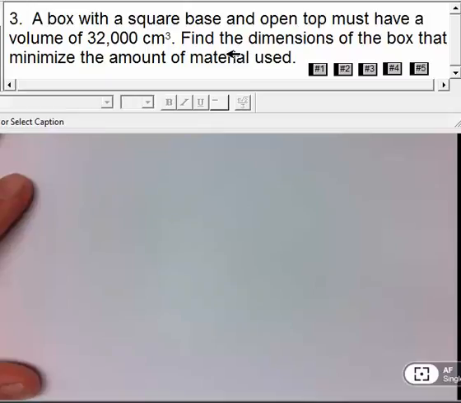All right, so this is pretty realistic if you think of shipping and manufacturing and all that. They're trying to find the dimensions of the box that minimize the amount of material used to carry something or contain something that holds 32,000 cubic centimeters.